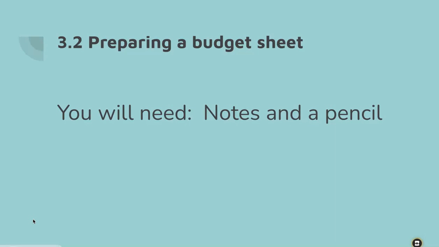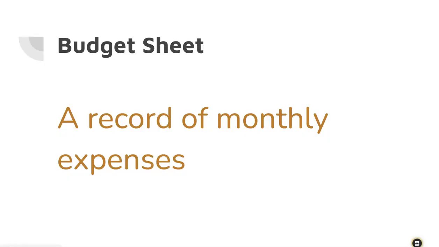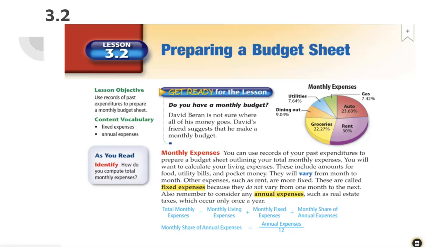Okay, this is lesson 3.2, preparing a budget sheet. For this, you will need notes and a pencil. So a budget sheet is really a record of your monthly expenses. So every time you buy something, you would write down what that is. So you can use records of your past expenditures to prepare a budget sheet outlining your total monthly expenses.